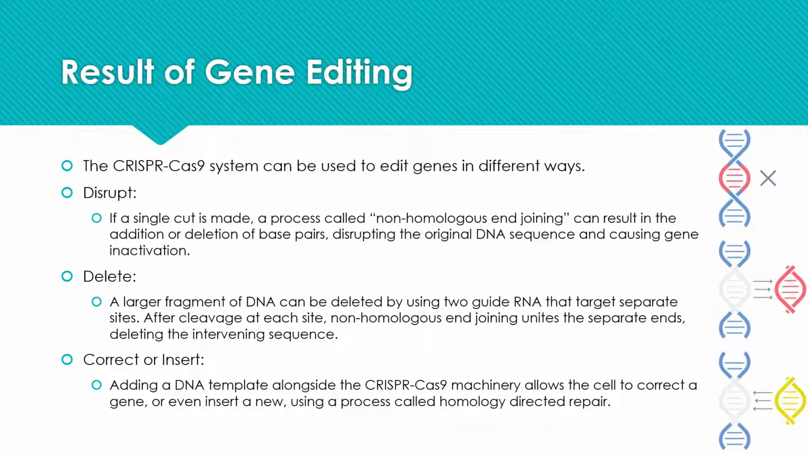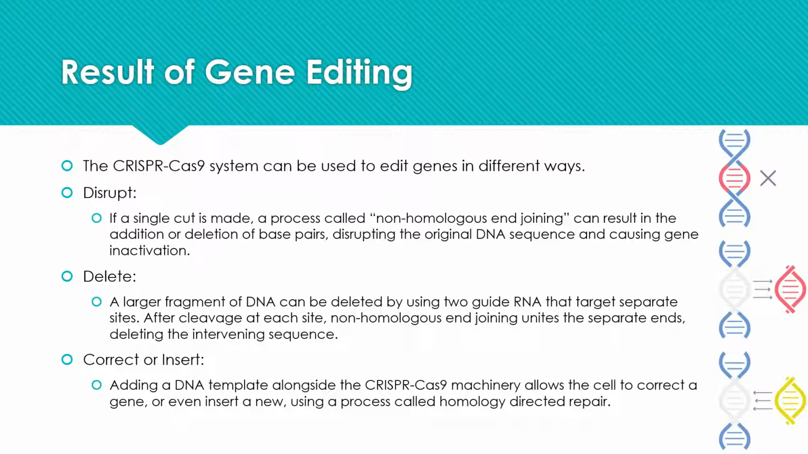So for those first two, disrupt and delete, you end up generally disrupting and removing some functionality or some gene from the system, from this original section of DNA. The last one, where you can correct or insert, is where you make the cut, but you insert a DNA template. And that DNA template, alongside the CRISPR-Cas9 machinery, means that the cell isn't working blind to try and fix things once the cut's been made.